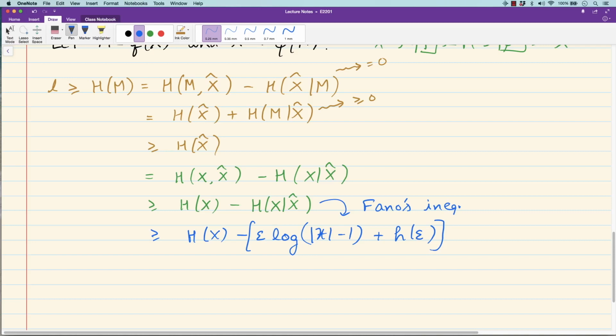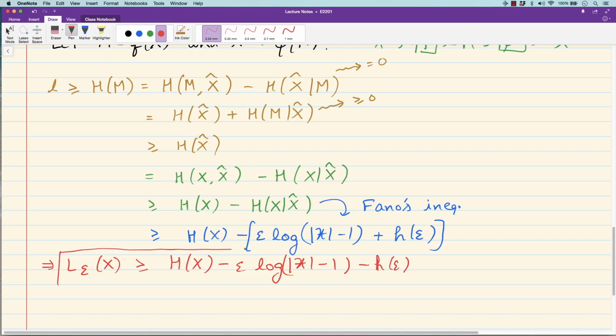Okay. So since this holds for any L, this implies it also holds for the minimizing L. Okay. And that minimizing L is L epsilon of X. We already argued that L epsilon tilde of X is the same as L epsilon of X. So this is L epsilon of X. So this must be greater than H of X minus epsilon log of the cardinality of X minus 1, minus 1, let's say. Just bound this by minus 1. Actually, I'll be wasteful. Okay. So that's the lower bound we have derived.